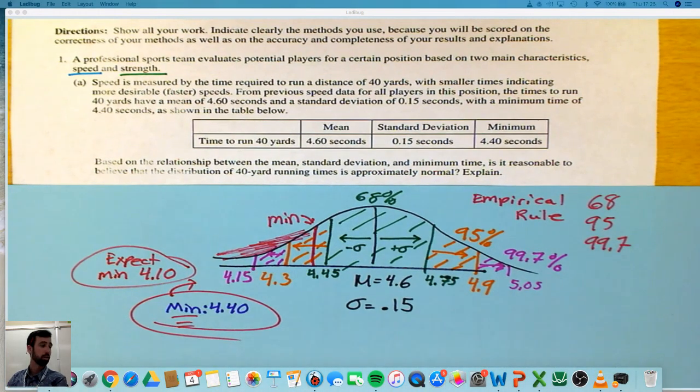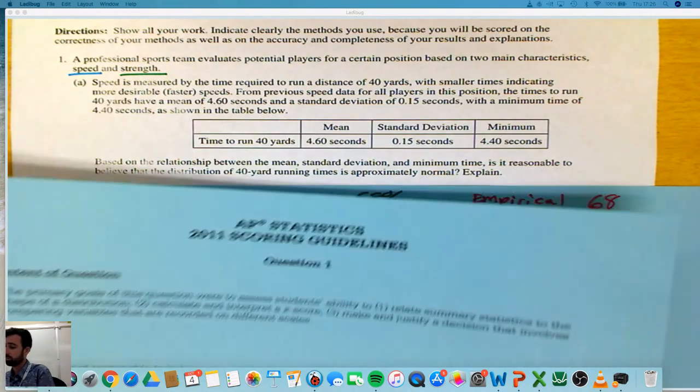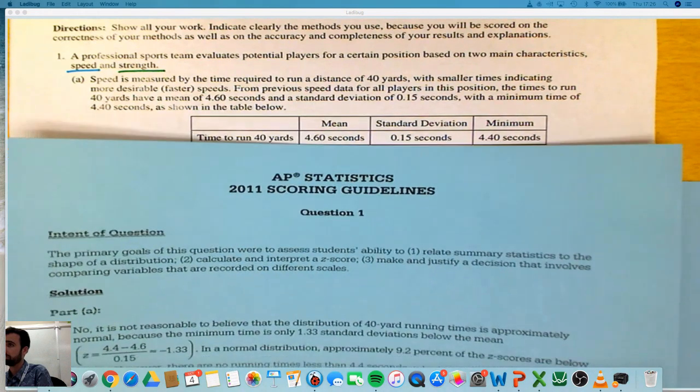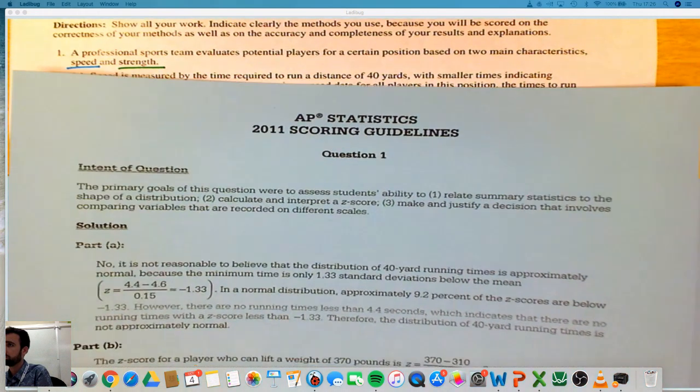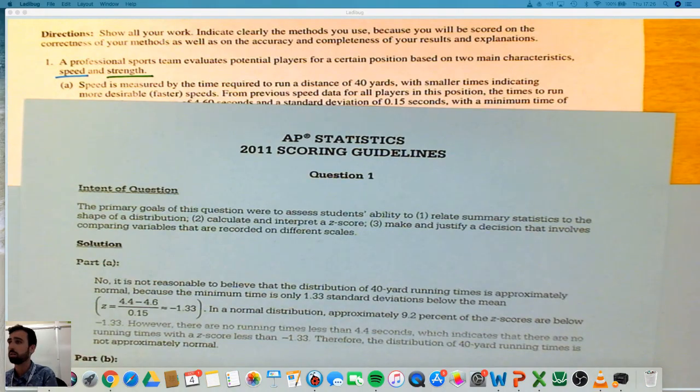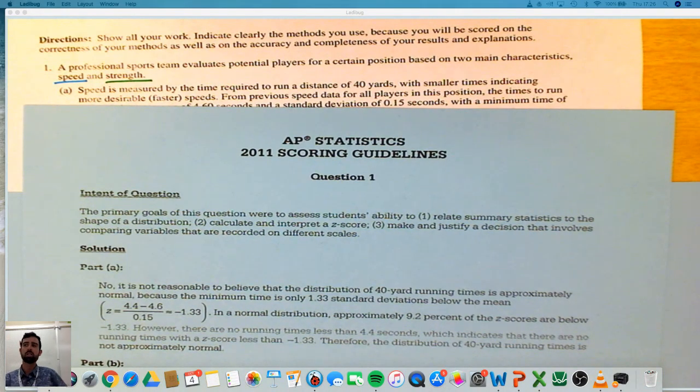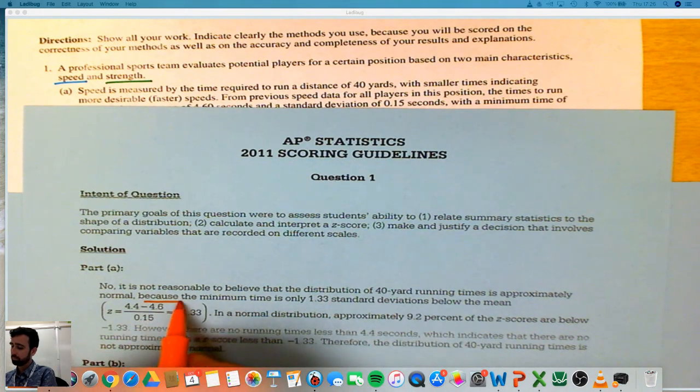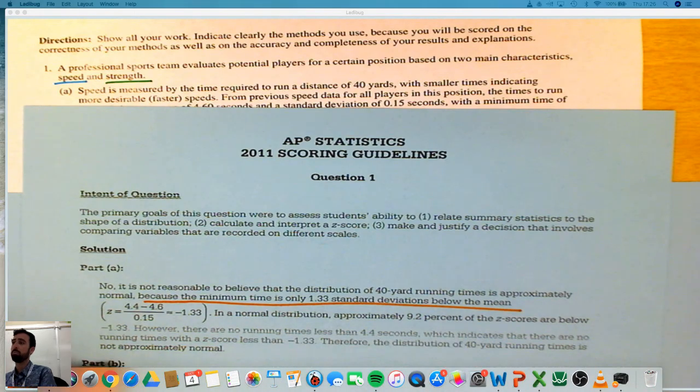And let's take a look at what the actual answer said. So here's our answer. This is like the perfect answer that you would want. No, it is not reasonable to believe that the distribution of 40-yard running times is approximately normal, because the minimum is only 1.3 standard deviations below the mean.